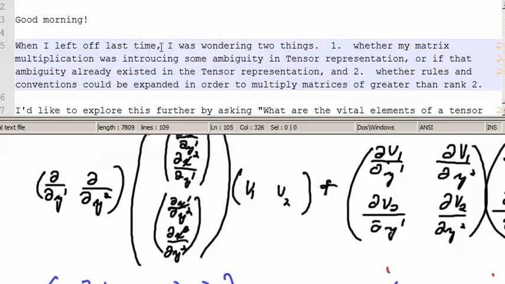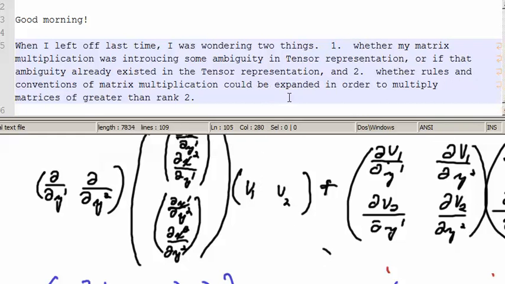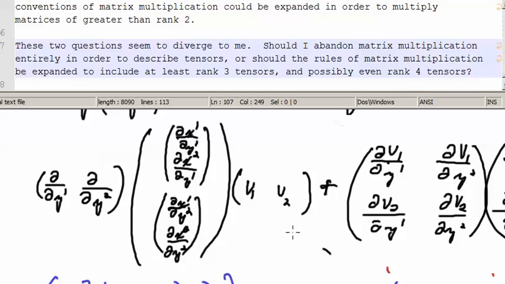Good morning. When I left off last time, I was wondering two things. One, whether my matrix multiplication was introducing some ambiguity in tensor representation, or if the ambiguity already existed in the tensor representation. And two, whether the rules and conventions of matrix multiplication could be expanded in order to multiply matrices of greater than rank 2. These two questions seem to diverge to me. Should I abandon matrix multiplication entirely in order to describe tensors?